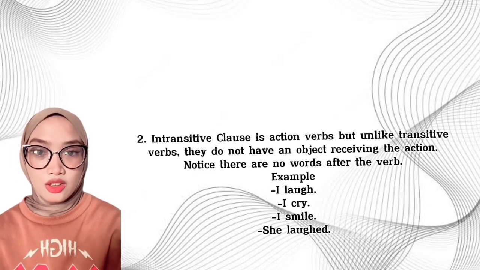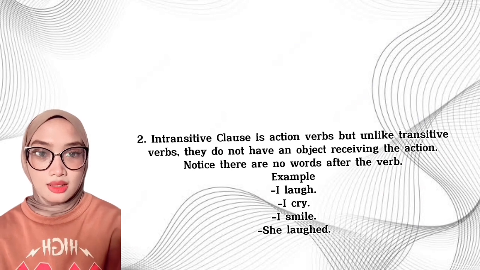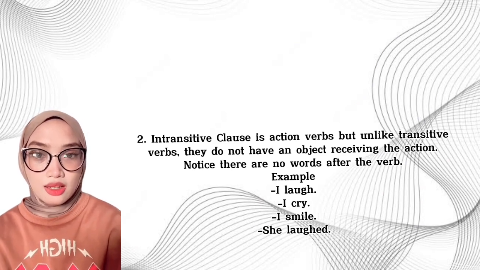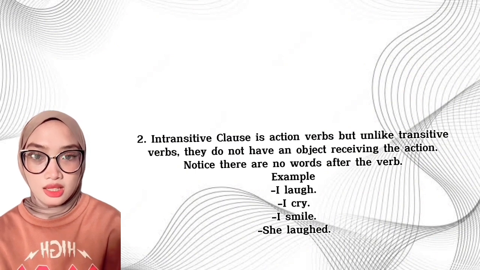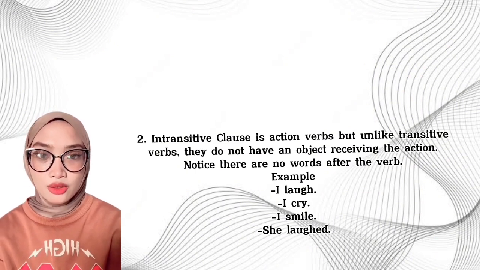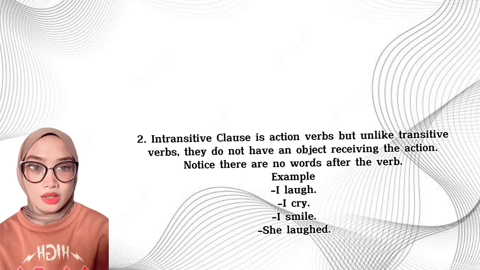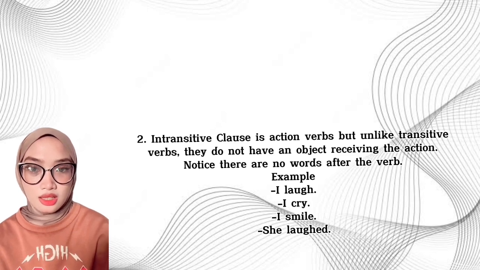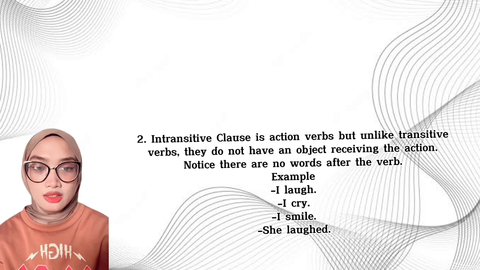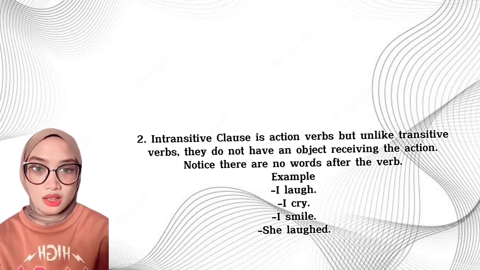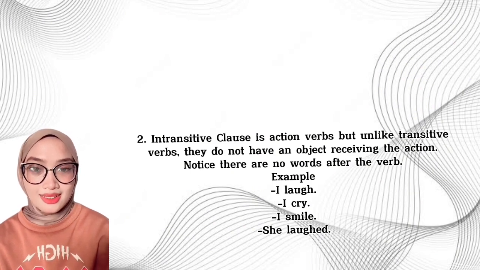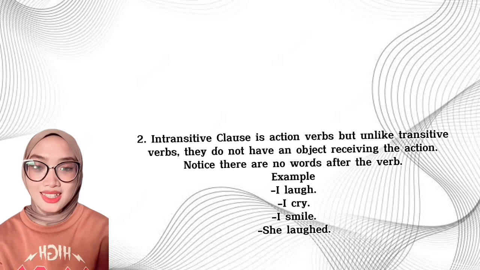Number two, intransitive clauses have action verbs, but unlike transitive verbs, they do not have an object receiving the action. Notice there are no words after the verb. Example: I laugh, I cry, I smile, she looked.